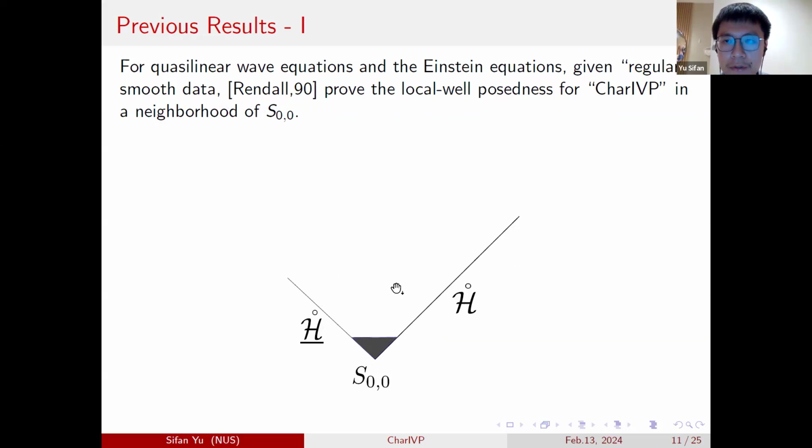All right. So the method he used is very inspiring. He turned the characteristic initial value problem into a standard Cauchy problem. So he found an initial data set on a space-like hypersurface such that the evolution agrees with the evolution of the characteristic initial value problem. So by the standard theory, he can have local well-posedness in a neighborhood of the initial sphere.